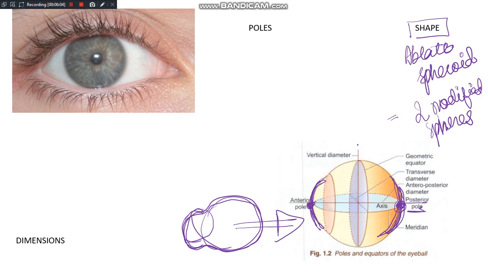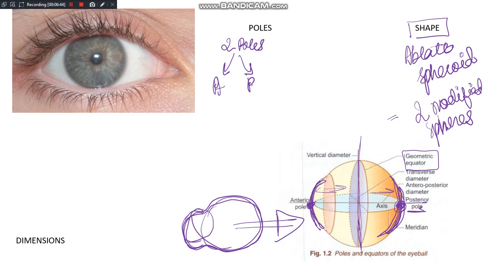Now a mid plane, or a plane which is middle to these two poles. Middle means it is equidistant from both the anterior pole and the posterior pole. So that imaginary line or plane is known as the equator. And meridian means any line which is connecting the two poles. That is known as a meridian. Any plane or line which is connecting the anterior and posterior pole is a meridian. So there are two poles, anterior and posterior poles.